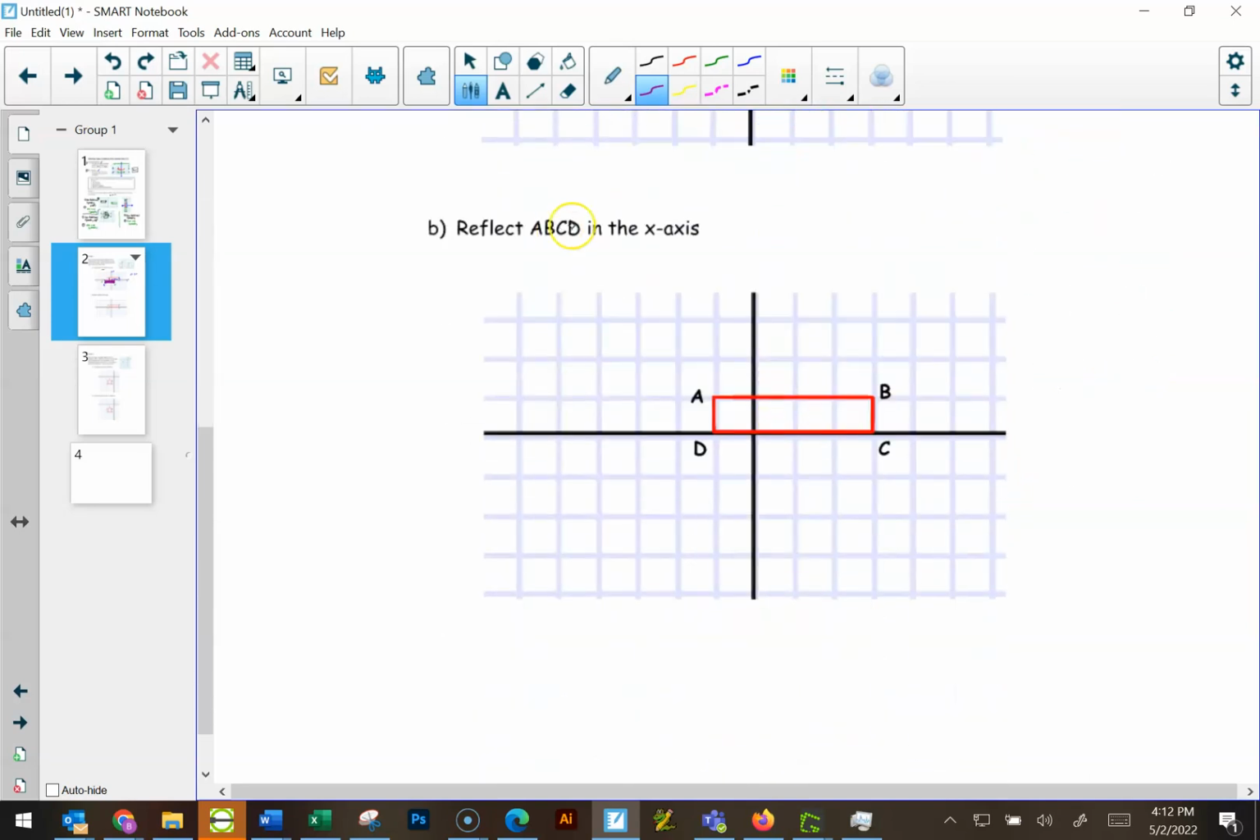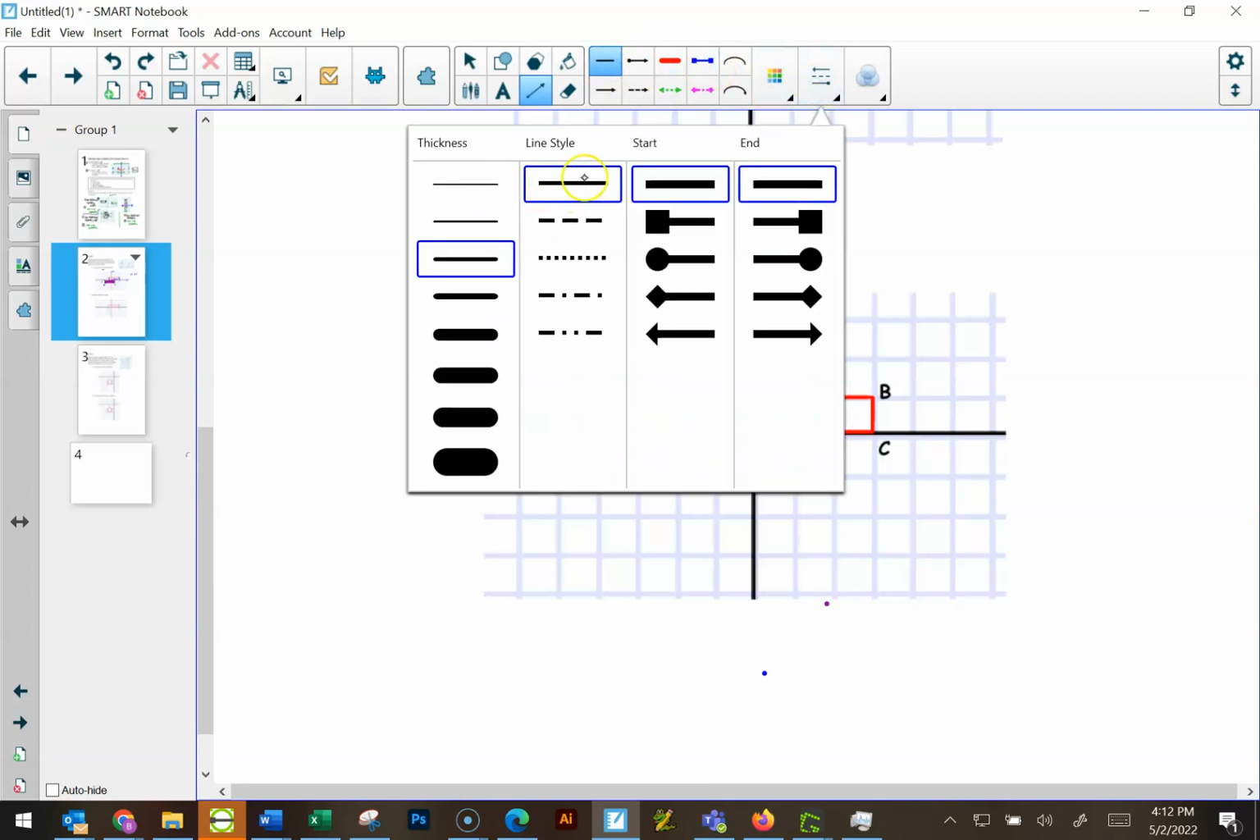Okay, now a reflection of A, B, C, D in the x-axis. This one's super easy. Whenever you're trying to reflect along a horizontal line or a vertical line, and the object is touching that line, it becomes very easy to reflect, because each point just has to be the same distance away from your line of reflection. So in this case, our line of reflection, they told us, was the x-axis.